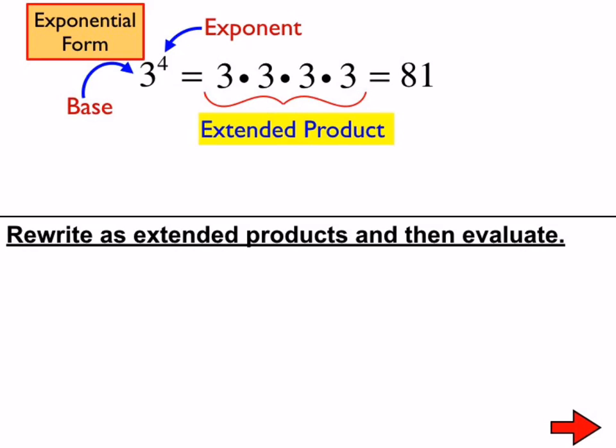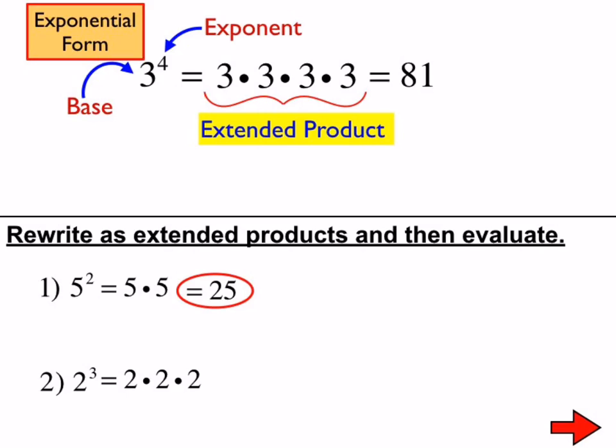Okay? So for the first few problems here, I would like you to rewrite as extended products and then evaluate. So let's just go ahead and do number 1 and 2 for right now, which of course should take you about 10 seconds. Number 1, of course, as an extended product is 5 times 5, and that, of course, is 25. Number 2, as an extended product is 2 times 2 times 2, and that, of course, is 8.